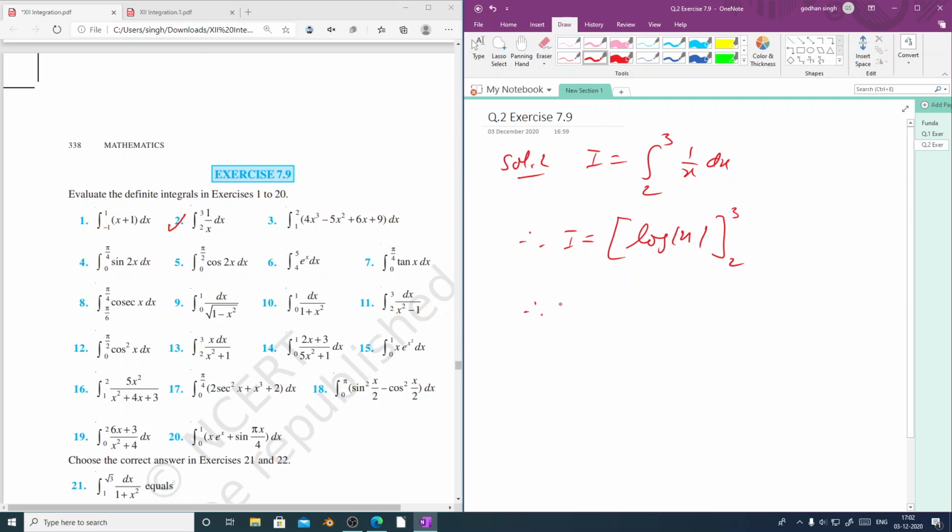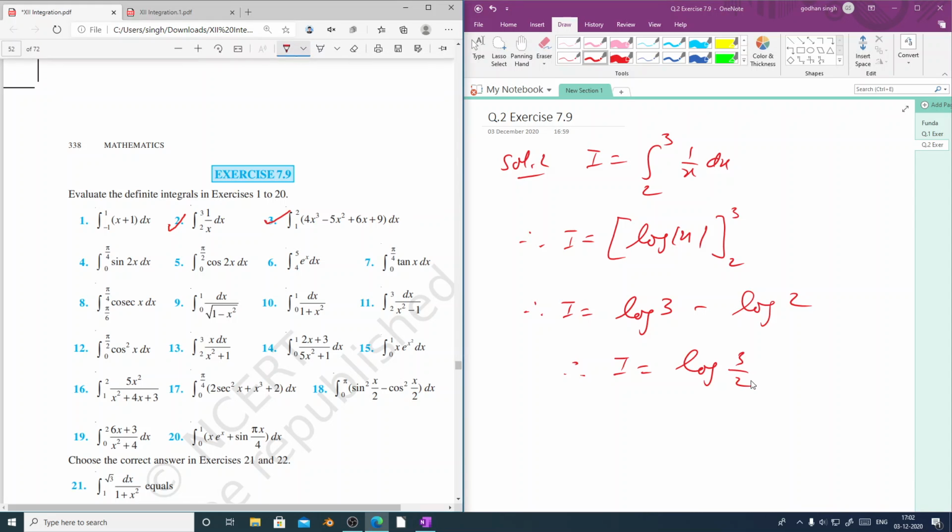So therefore, I equal to, now putting the upper limit first, so log 3 minus, then subtracting the value of the lower limit, there is log 2. Also we know that log a minus log b is log a by b. Therefore, I equal to log 3 by 2. So this is the answer of question number 2. Not difficult at all. Now this third one you can try on yours. That is for self try, because you know how to integrate a polynomial function.